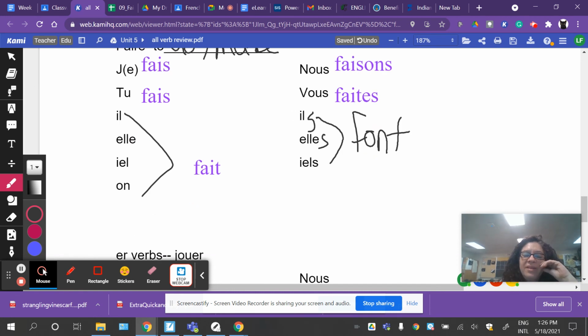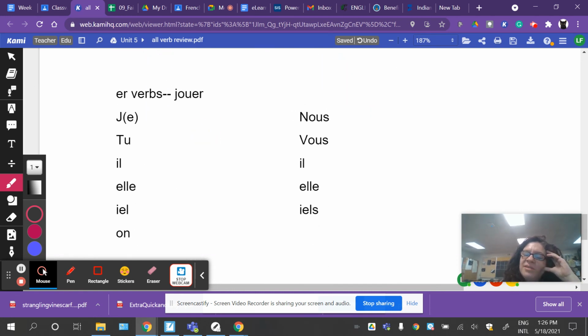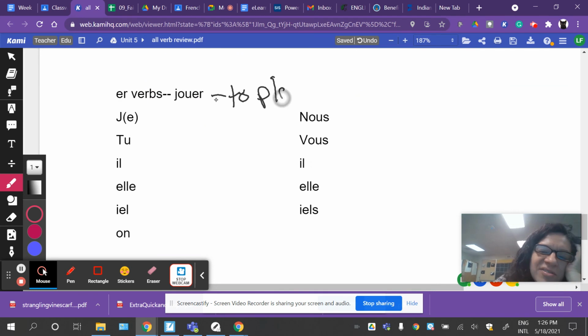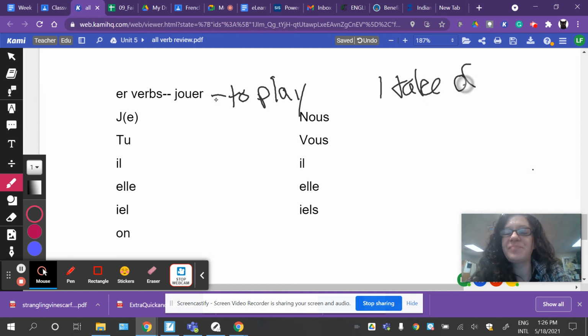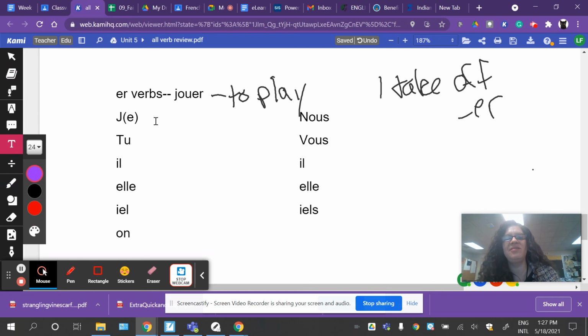So, then our next part is ER verbs, and we learned a whole lot of ER verbs. If we remember, jouer means to play. We did this first 9 weeks, or first French 1A. And to conjugate any ER verb, I got 2 steps. Step 1, take off ER. And my step 2 was add the endings. Let's do step 1 first.